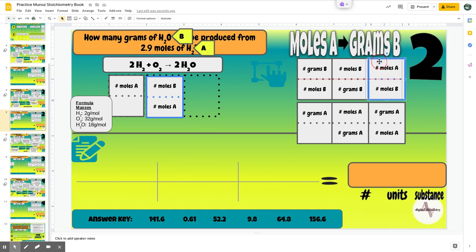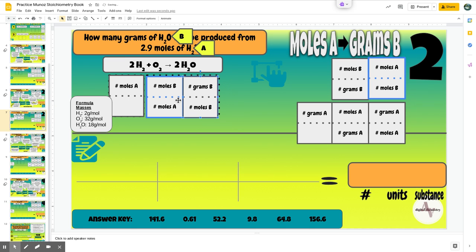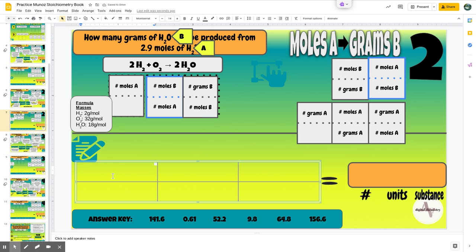But you don't want that one because that'll take you back to where you started. You want moles of B to grams of B. So you're going to follow this setup in the problem down here. And remember, every time you had A, you're going to replace it with H2. So you're going to start with your given 2.9 moles of H2. And then we're going to follow the next card.